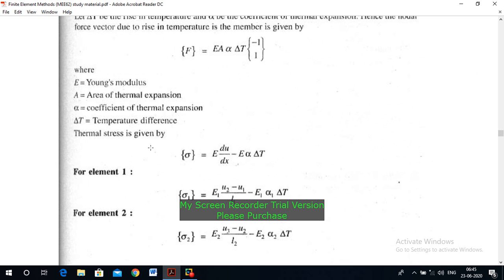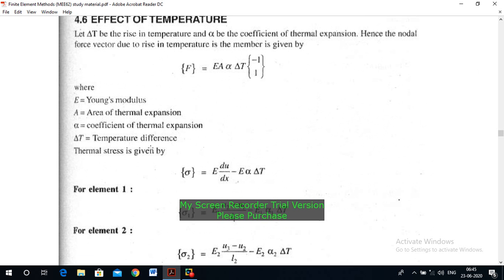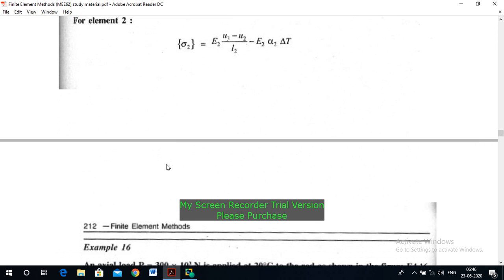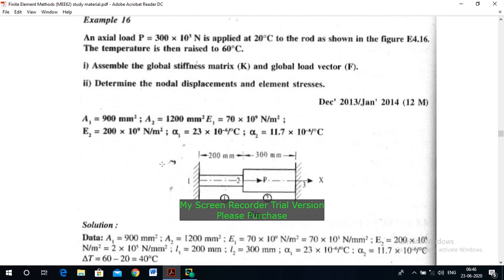If the temperature and coefficient of thermal expansion are given in the problem, you have to remember all these formulas for solving the problems. That is very important. And next, with the help of this, I will solve the first problem.